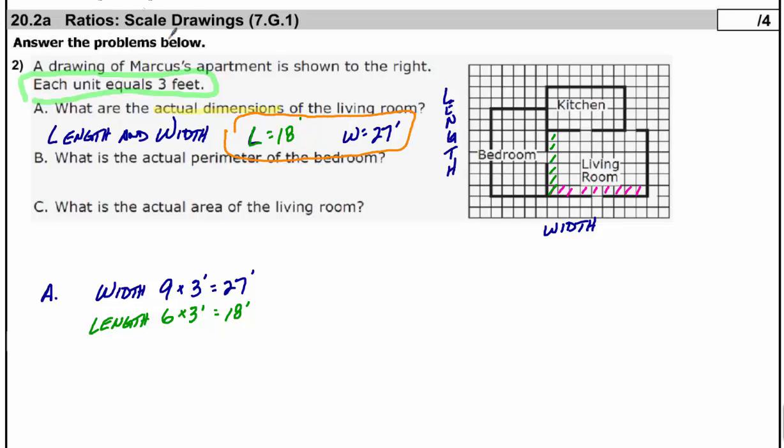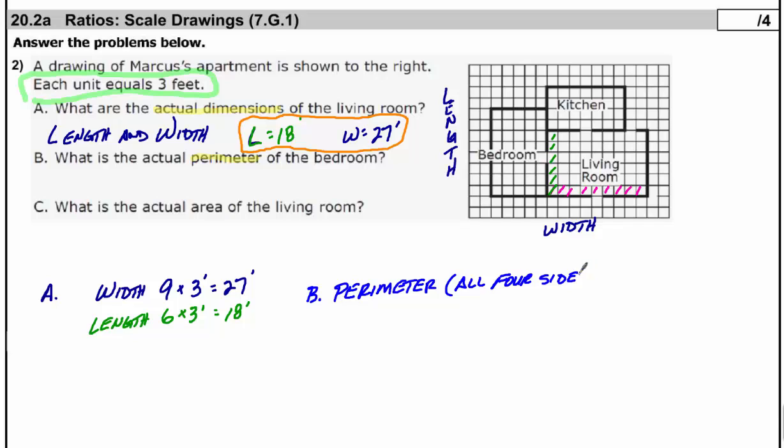All right, second question. You've got to redraw that box because it's part of my second question that I want to highlight for you. Second question: what is the perimeter of the bedroom? So we know perimeter means all four sides. So when I get down here to part B, and I'm finding perimeter, that's the same as saying what's the total of all four sides.